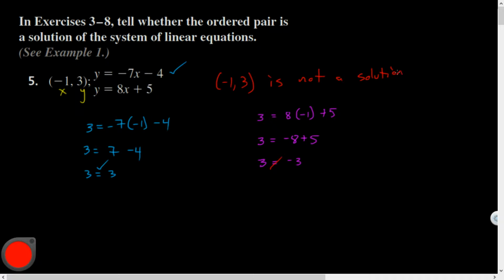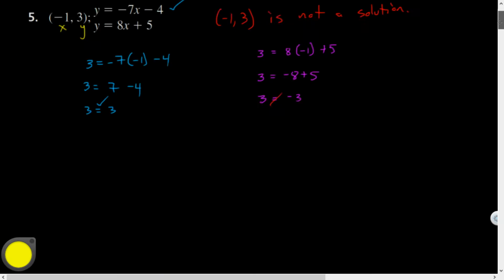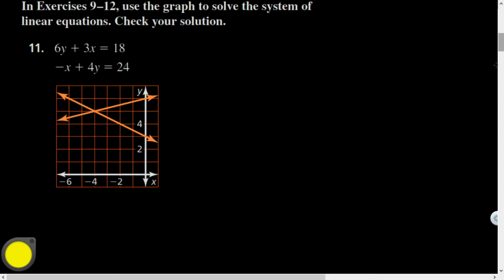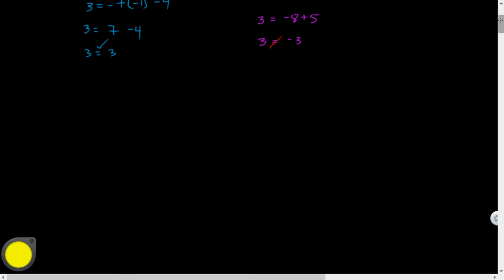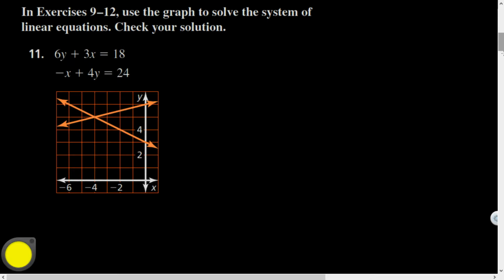All right. So beware that just because you found something that works for one of our equations does not necessarily mean it will work for the other. So here's what we end up doing: we have some problems that kind of piecemeal give us these solving by graphing steps. All right. So we know how to check solutions. Now they're asking us to use the graph to solve the system.